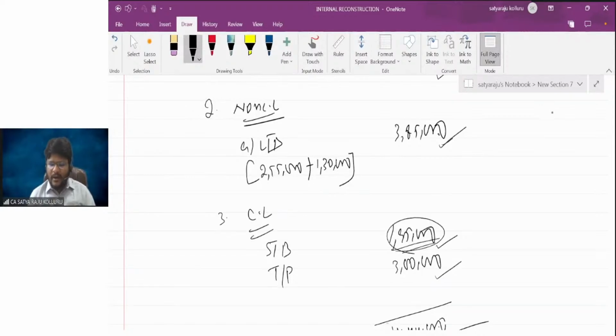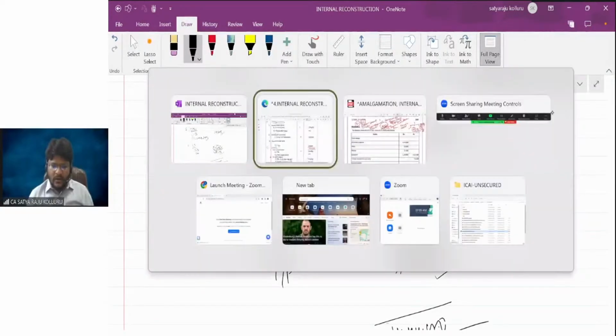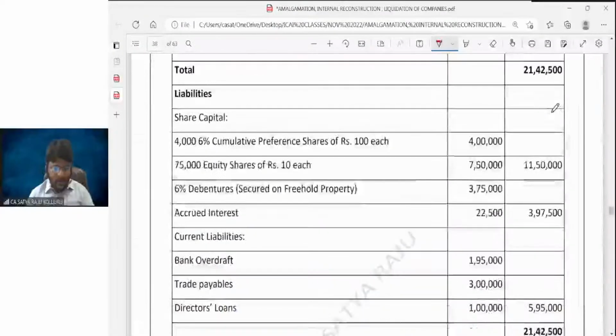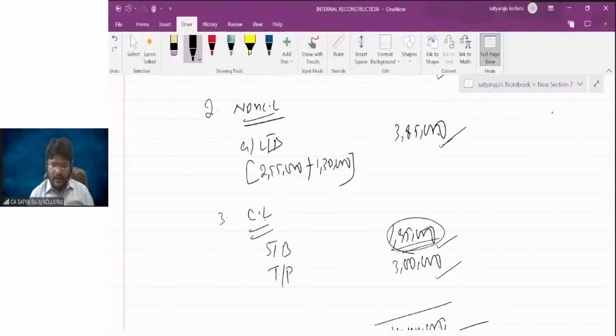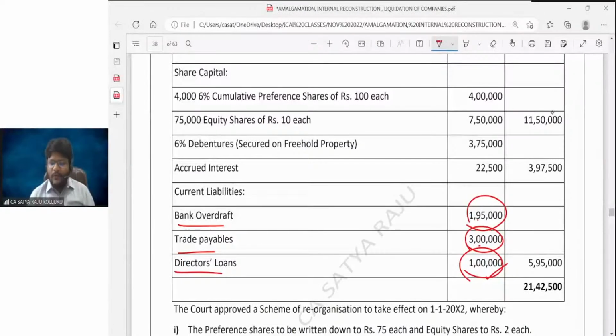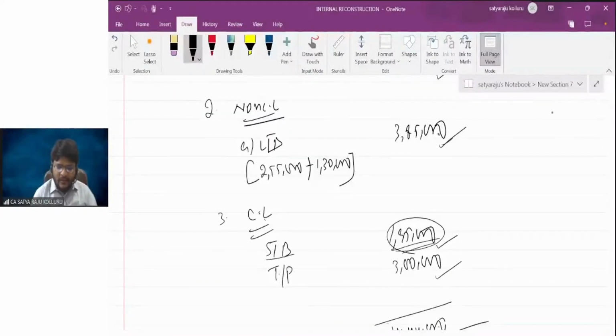What is this short-term borrowing of 1,95,000? Why did we get it? Let me open the problem. This is the liability side. Under the liabilities, bank OD is 1,95,000, trade payables is 3 lakhs, and director's loan is 1 lakh. The director's loan we already entirely discharged; something was sacrificed and some part we discharged. Trade payables we have not yet touched, and we put the same under current liabilities. Bank OD is 1,95,000. If nothing is given, we put it under short-term borrowings only. For the time being, you can put it under short-term borrowings.